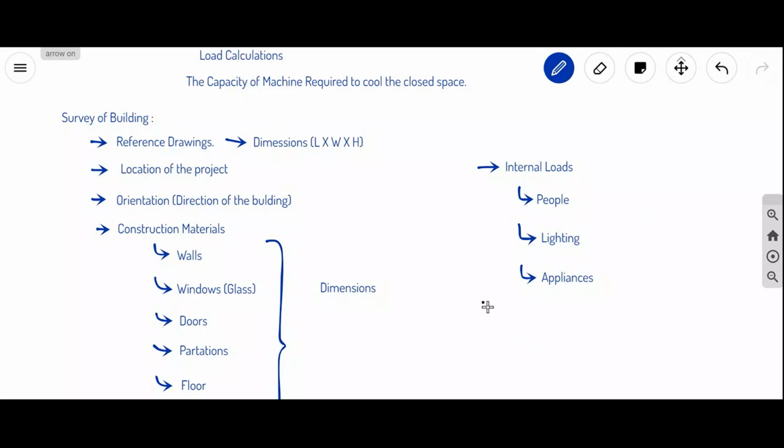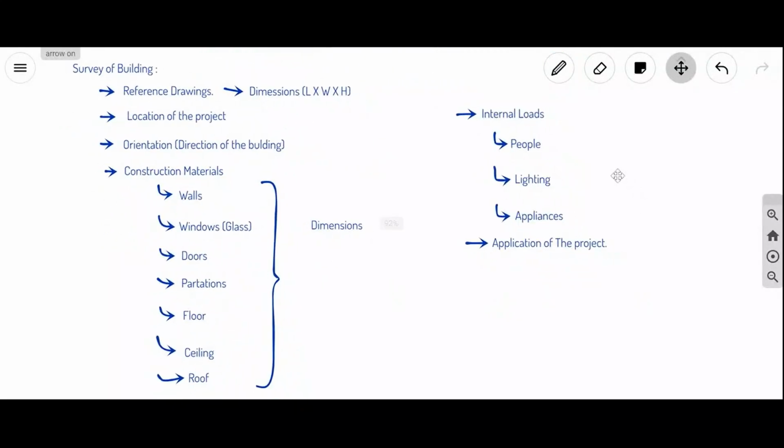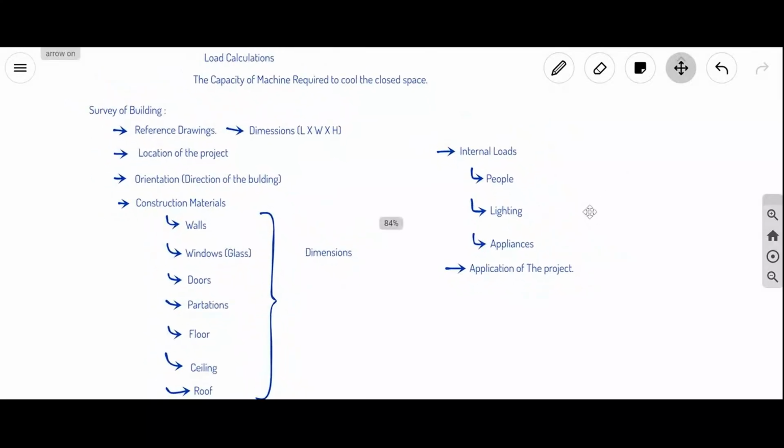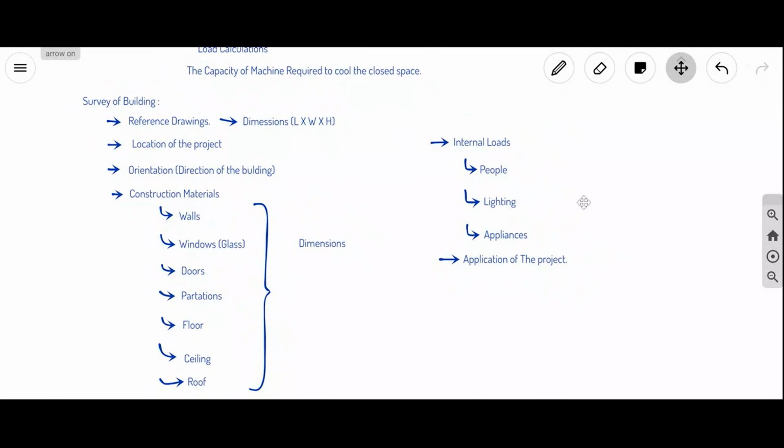Okay. And finally, one more point, you need to know about the application of the project. Application of the project. Okay. We need to find out all of this. Clear? Make a note of this.